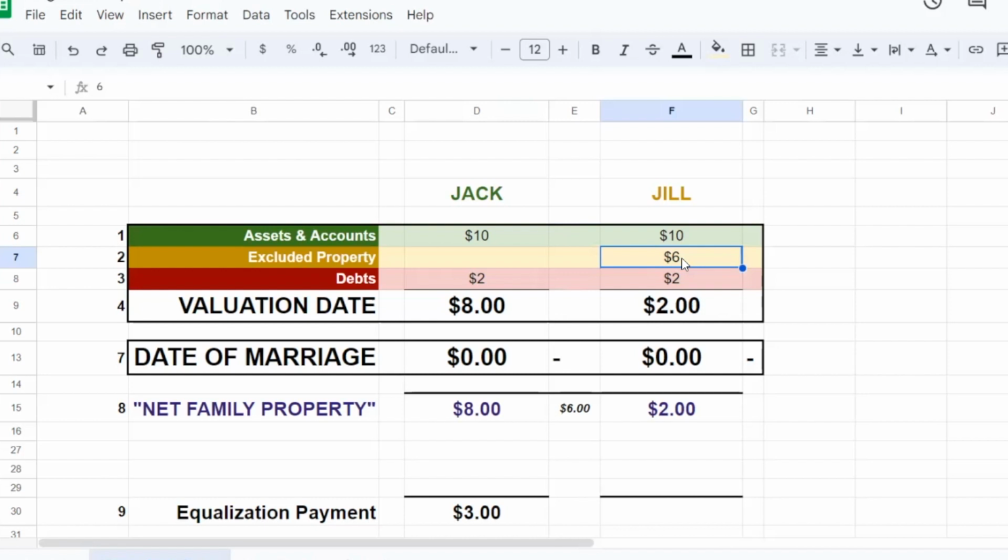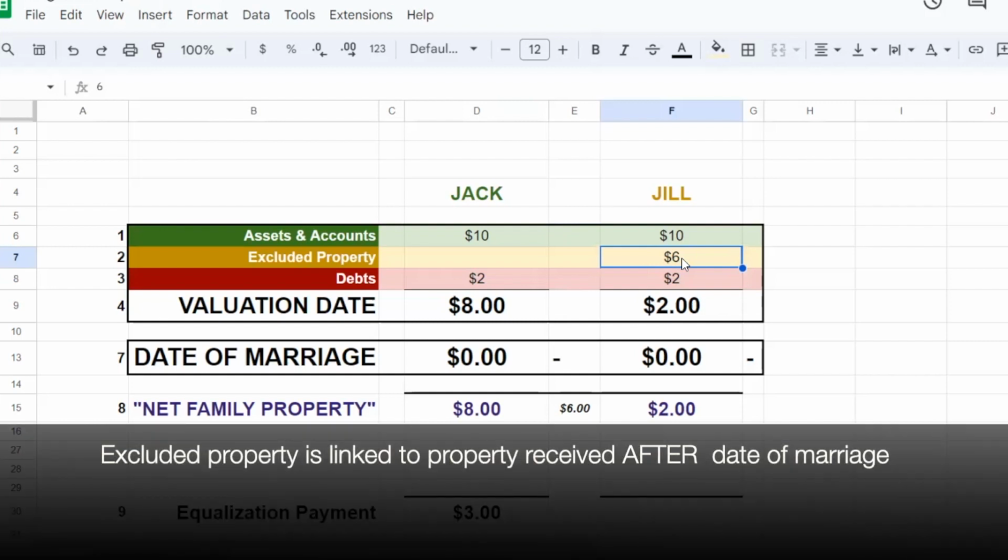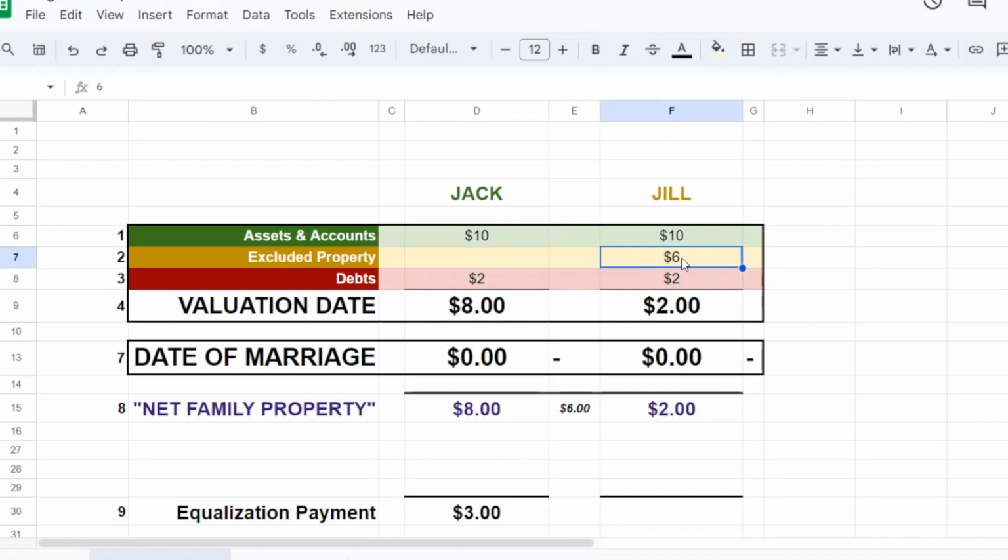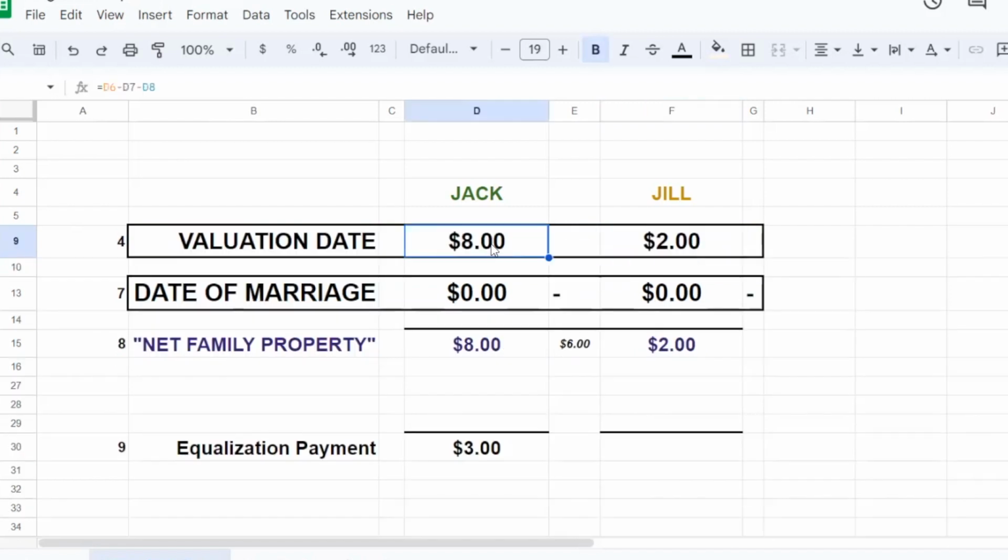That's not what we're talking about today. Excluded property doesn't have any reference when it comes to date of marriage, because that is a concept linked specifically to something received after the date of marriage. People get very confused about this, and I will help you not to be confused. So just take it for granted right now that Jack has a net worth of 8, and Jill's net worth, as adapted for the exclusion, is $2.